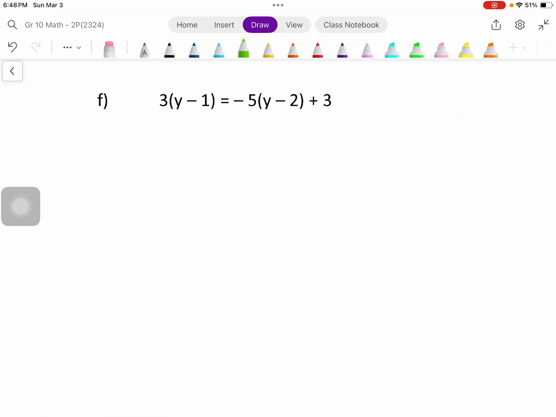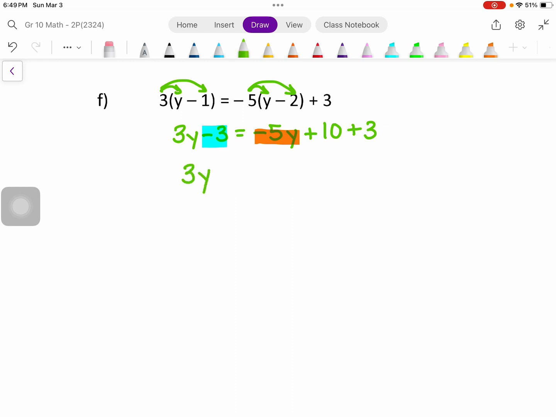Once again, we're going to start with distributive property to get rid of our brackets. So 3 times y is 3y. 3 times -1 is -3. -5 times y is -5y. And -5 times -2 is a positive 10. And then we had plus 3. So we need to move a subtraction of 3 to the right side, and we need to move a -5y to the left side.